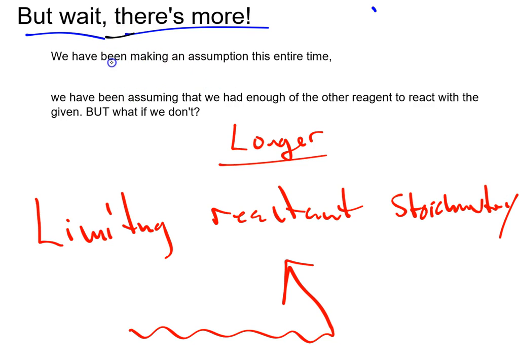So, like a good infomercial, there's always more. We have been making an assumption the entire time. We have been assuming that we had enough of the other reagent to react with the given. But what if we don't? The answer is it makes it longer. If you're adding notes, this would be your section heading, limiting reactant stoichiometry, or just limiting reactants. And this typically is what some kids consider to be some of the hardest things that we do. This is not that bad if you'll just follow the same process. All right, so here we go.